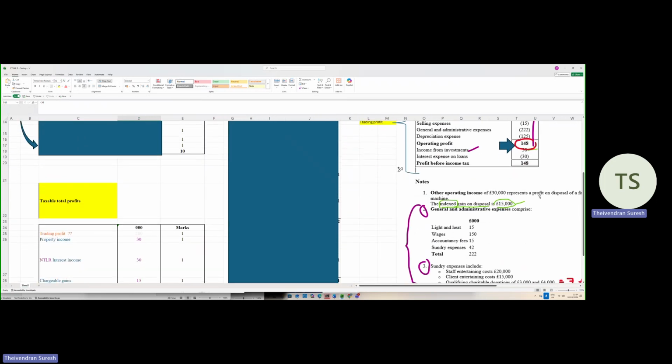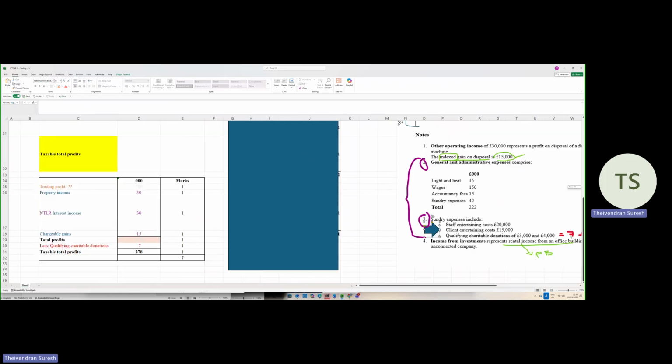And now the next item, they talk about these total expenses, the administrative expenses. They have given us the breakdown. Remember, any expense that is wholly and exclusively for trade purposes is allowable. If you pay for heating and lighting to run the trading, it is allowable. If you pay wages, it is an allowable expense. When you pay accounting fees to your accountant, it is an allowable expense. Sundry expense 42. We don't know what these are. Sundry means miscellaneous expenses. The breakdown is given in the next line.